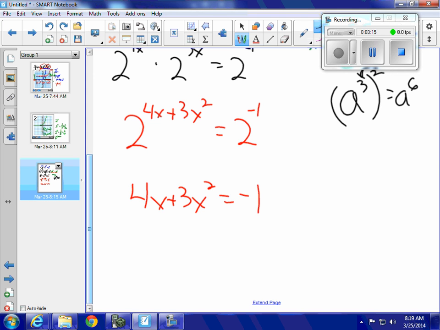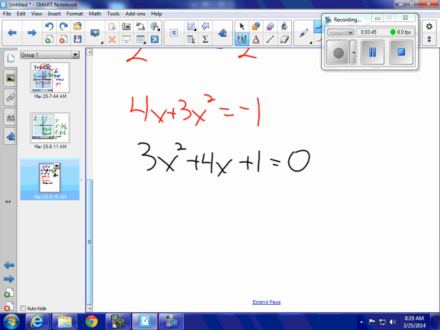So what I want to do is put all the terms on one side and solve it like I would normally solve a quadratic. So I have 3x squared plus 4x plus 1 equals 0. If I set a quadratic equal to 0, then I can solve it. But that's really the only way I can solve it, because I got to set it to 0. Everybody okay with that? Okay, you see a quadratic, set it to 0. That's how you solve it.